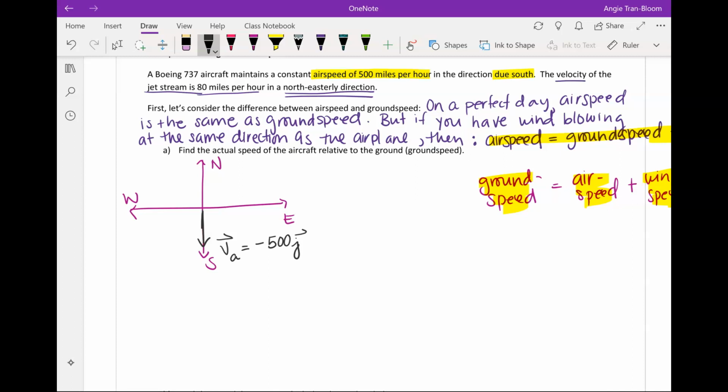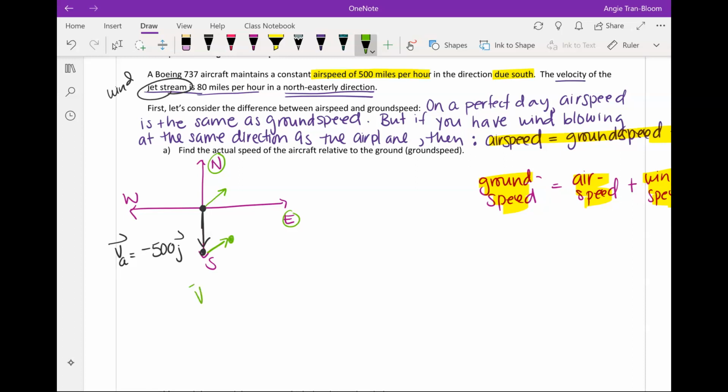Then it says you have a velocity of the jet stream. Jet stream is your wind of 80 miles per hour in a northeasterly direction. So technically northeasterly, so here's north, here's east, it's this direction, 45 degrees in the middle of those. But because I'm trying to add on to my airspeed, I'm going to add it to this vector here. Let me move this writing to the other side. So this is v of airspeed equals negative 500 J. So instead of drawing this out at the origin, I'm just going to continue here.